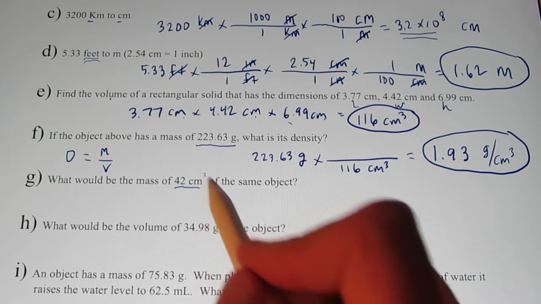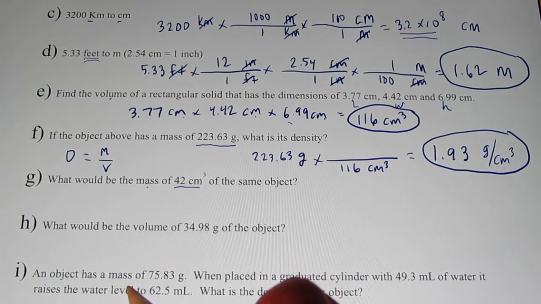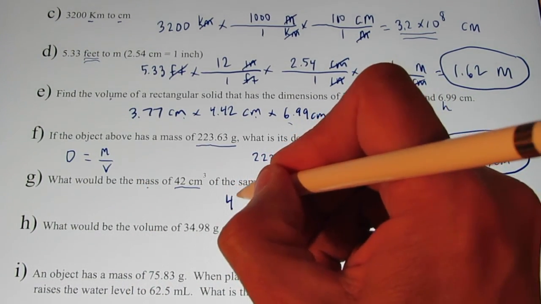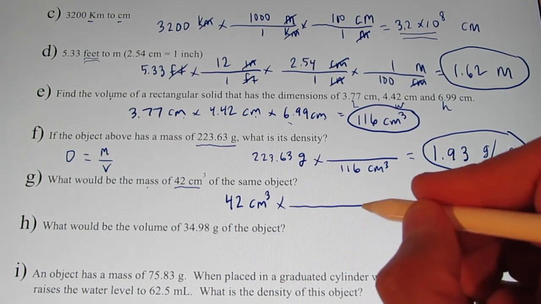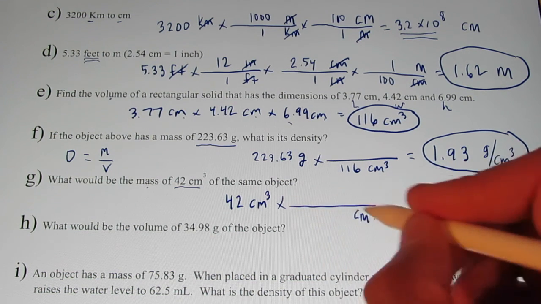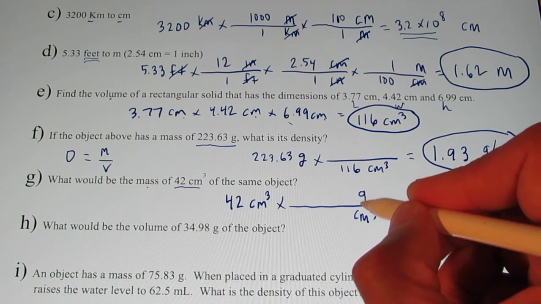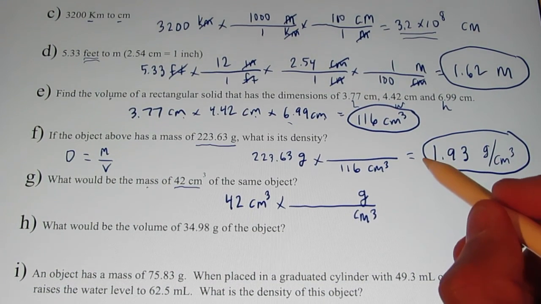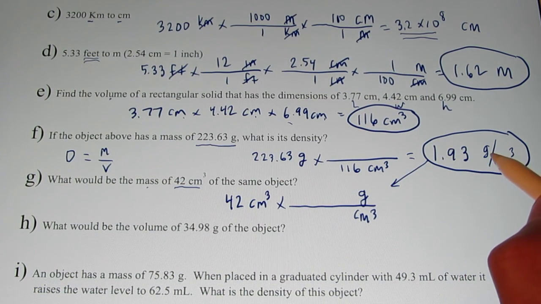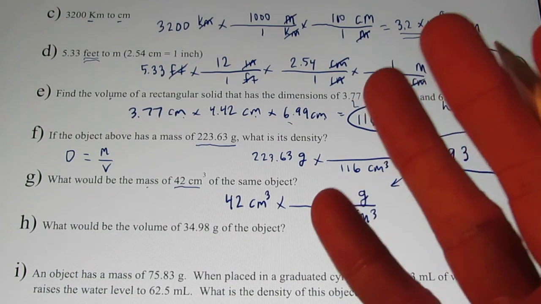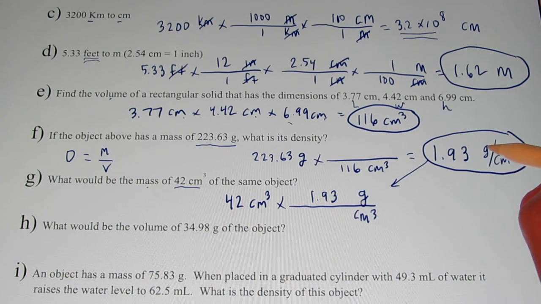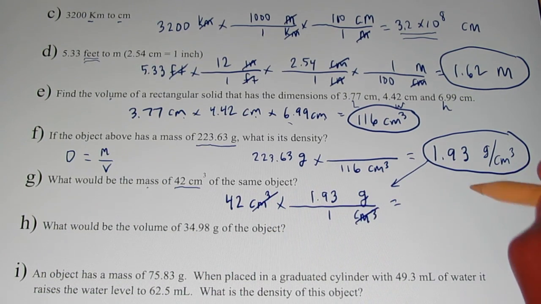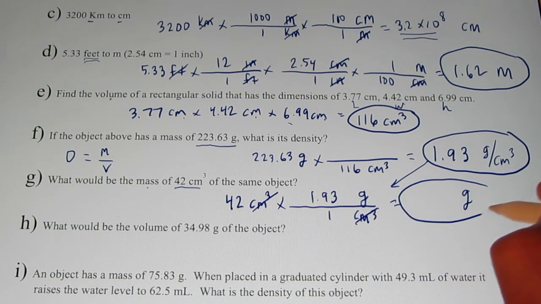All right, let's continue on with this same object. What if I had 42 cubic centimeters of the object? What would its mass be? So we have 42 cubic centimeters. Now this is where we're going to use density as a conversion factor. We're going to get out of cubic centimeters. We'll put that on the bottom. We want to get mass, so we want to get into grams. Now, my density is 1.93 grams per cubic centimeter. So I can use that as a conversion factor. 1.93 grams per cubic centimeter. So cubic centimeters divide out, and we'll know the mass of our object in grams.